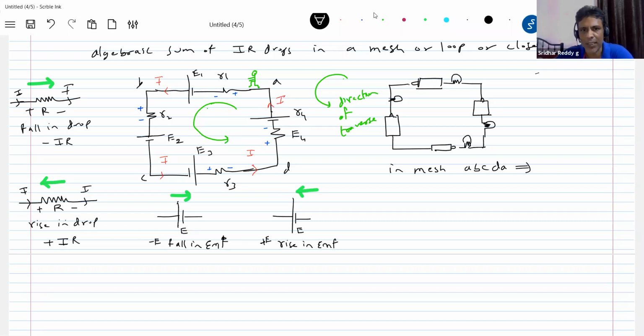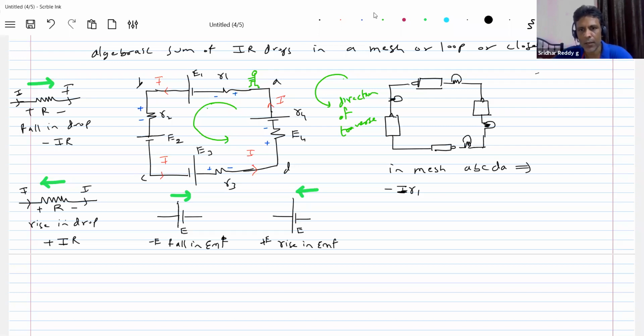In mesh ABCD, I'm going to write the equation. I'll move from positive to negative terminal. So minus, fall in drop, minus IR1. Then I'll move from negative to positive terminal. And I'm moving like this. Are you able to see? I'm moving from positive to negative terminal of a resistor, so fall in drop, minus IR1. Then across the cell from negative to positive terminal. If I move from negative to positive terminal, is it a rise in EMF or a fall in EMF? So therefore, what should this be?